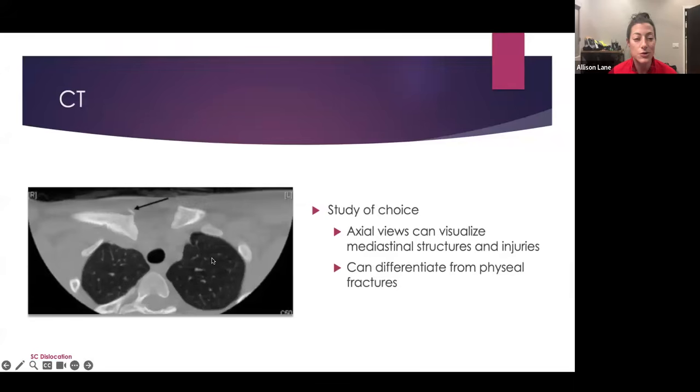CT is really going to be your gold standard. You're going to look for comminution, bone fragments, physes, vascular injuries, and other thoracic injuries. So CT is actually pretty important in these, especially with posterior dislocations. You can also, I think I mentioned this already, differentiate from the physeal fractures here as well.